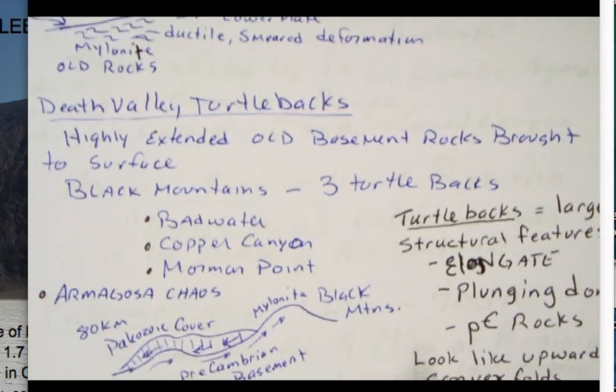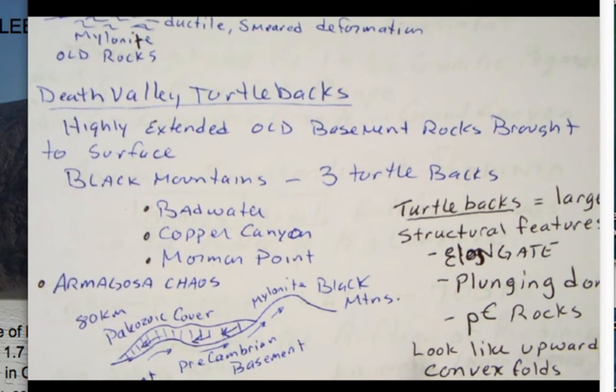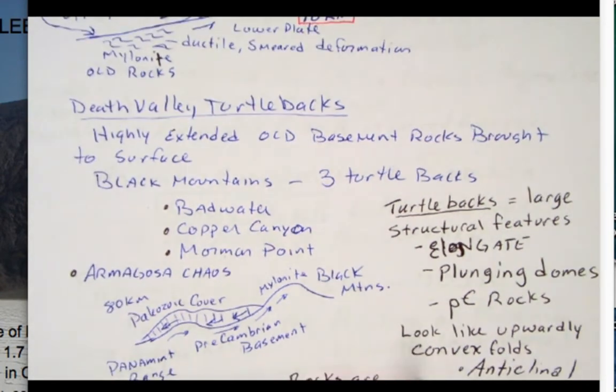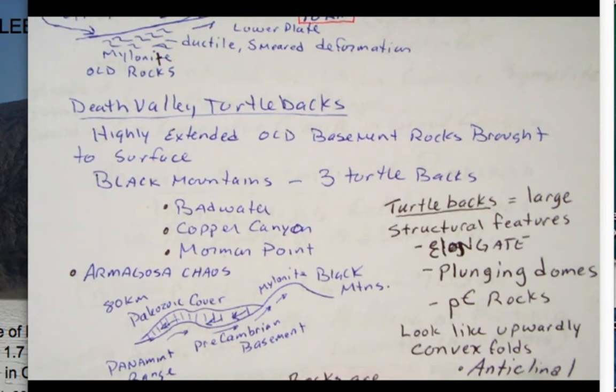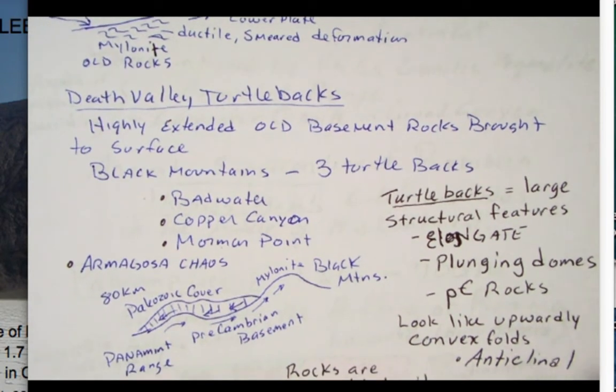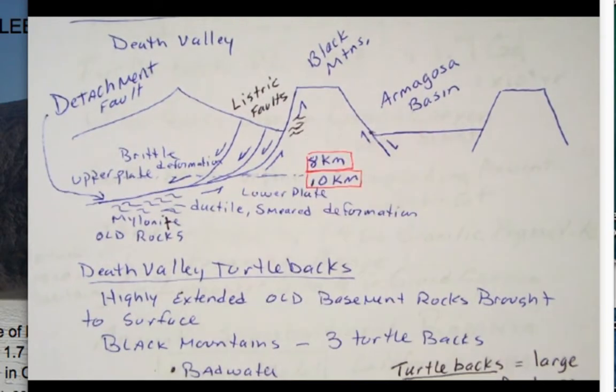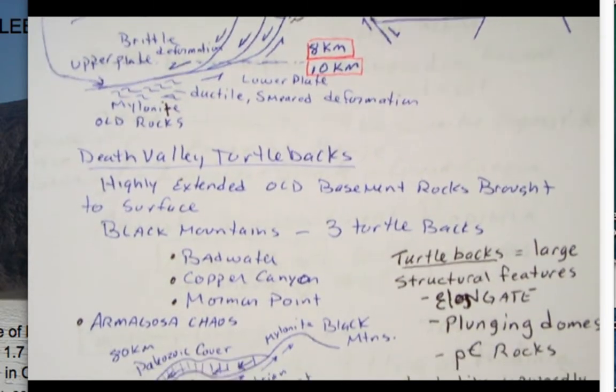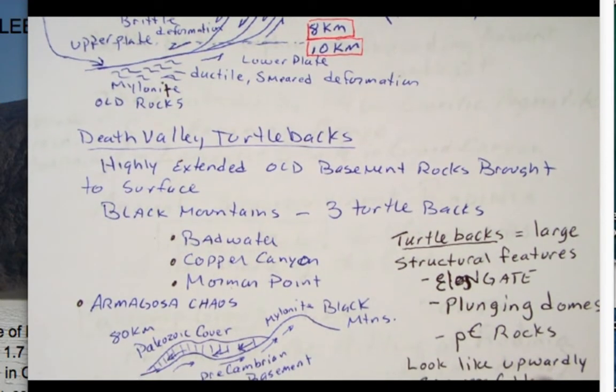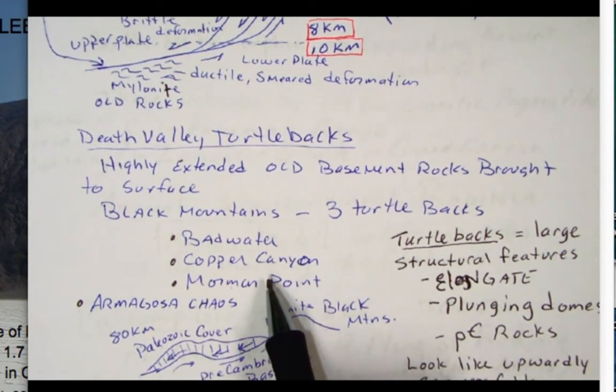So these turtlebacks are highly extended old basement rocks brought to the surface. Remember, they've been smeared. They have that mylonite imprint, right? And in the Black Mountains, that's where we're going to see these. If we go back to the top here, they're going to occur in these Black Mountains in Death Valley. In the Black Mountains, we find that there are 3 of these turtlebacks: the Badwater turtleback, Copper Canyon turtleback, and one to the south called Mormon Point.